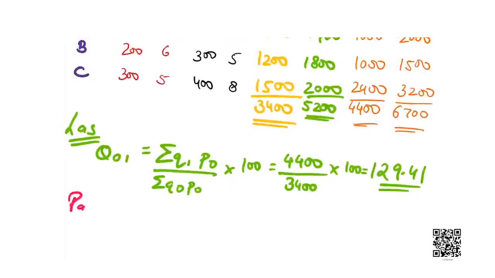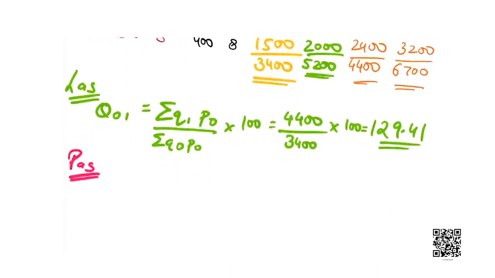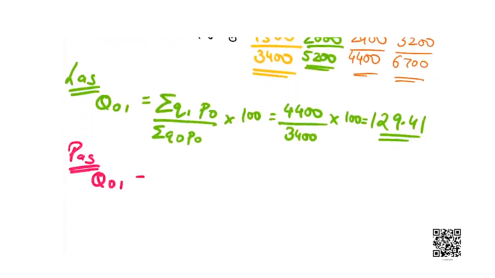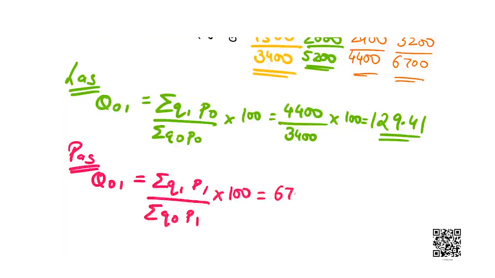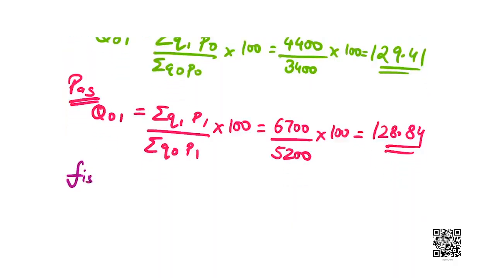Let's calculate the quantity index by Paasche's formula. So we have Q01 as sigma Q1 P1 upon sigma Q0 P1 multiplied with 100. So we have Q1 P1 as 6700 divided by sigma Q0 P1 as 5200 into 100, which will give me an answer of 128.84%. So according to Paasche's method, quantities have increased by 28.84%. Now let's move on to our next method, which is Fisher's method.